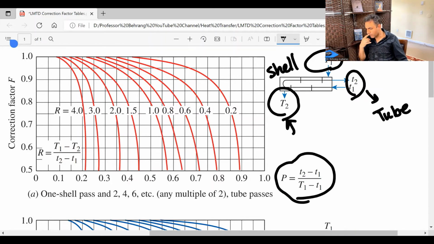So if we have this knowledge, then we can solve our problem. We can go back to that problem, calculate P and R, and once we calculate P and R, we can come back to these graphs, find the right correction factor, and calculate the total heat transfer rate in watts. The overall heat transfer coefficient was given anyway. So let's go back to the problem that we showed at the beginning of this video.